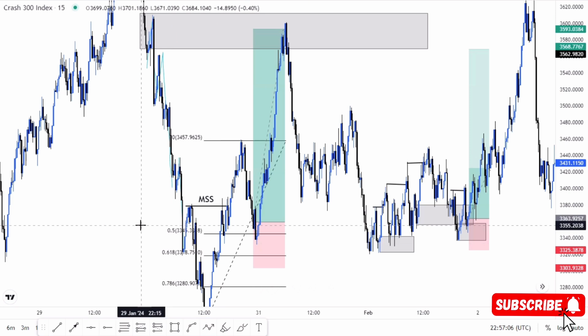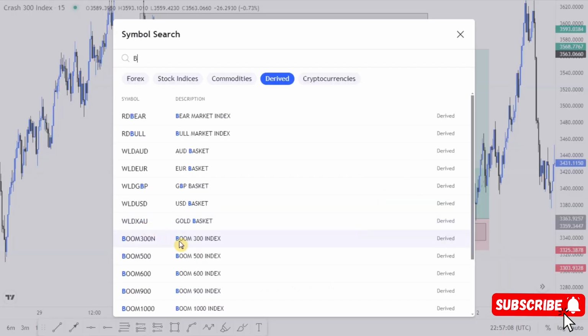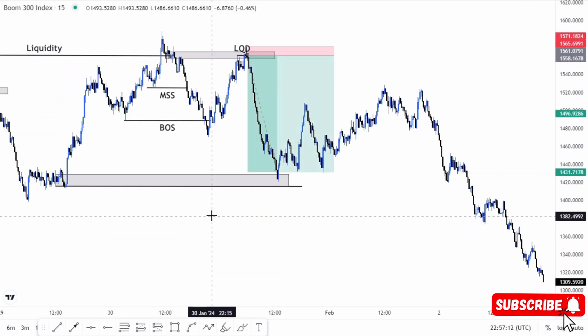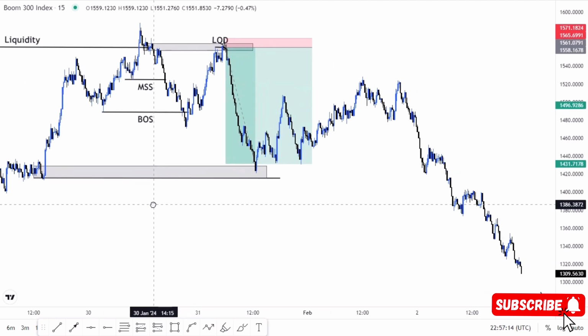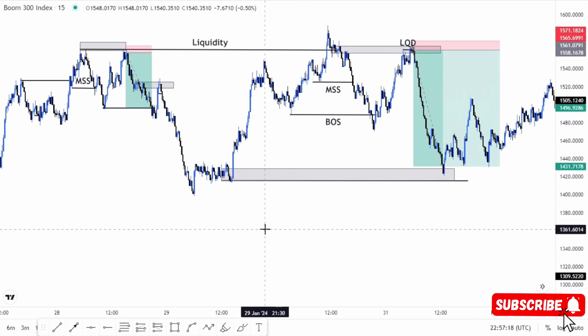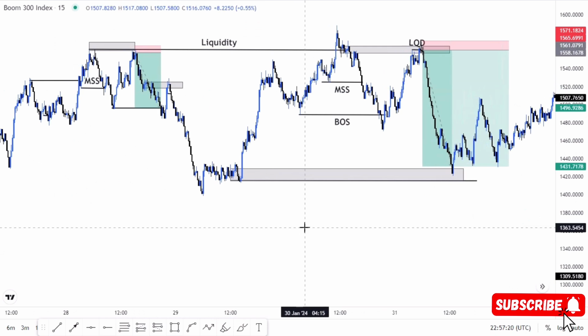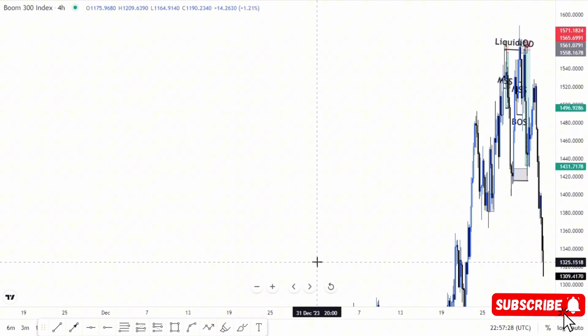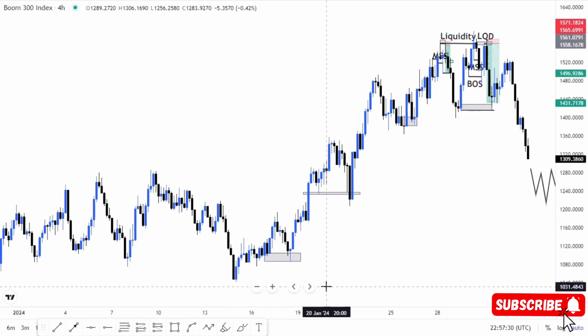So when you understand that, the whole thing becomes what? Easy and simple. Now let's look at the Boom 1000 index. I have the whole thing marked out, but I'm just going to clear that on the chart so that you guys can follow me. Understanding matters. So I'm just going to delete the whole thing. We'll do it from scratch together.